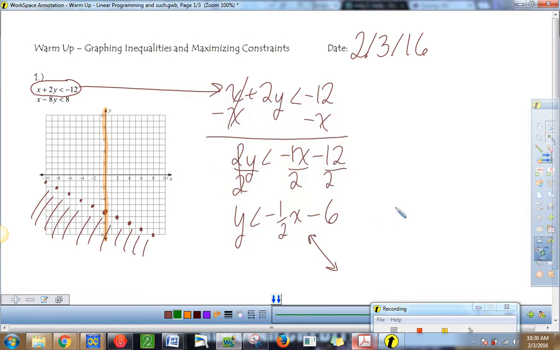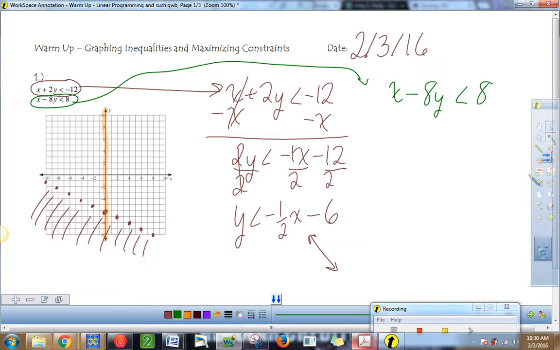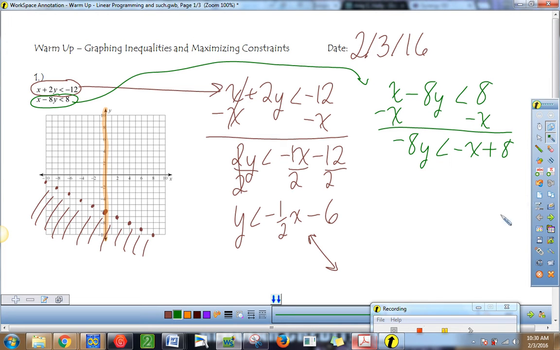Okay? So then if we take this guy, and we get x minus 8y is less than 8. All right, what's the first thing I need to do? Knock the x over, yep. What does that give me? Plus 8, because it's a positive 8. Then what do I need to do?